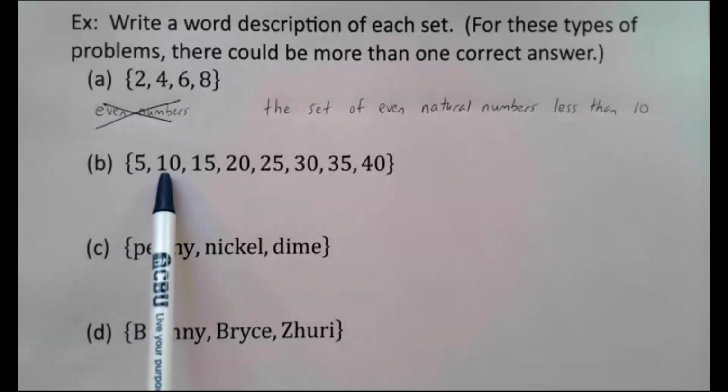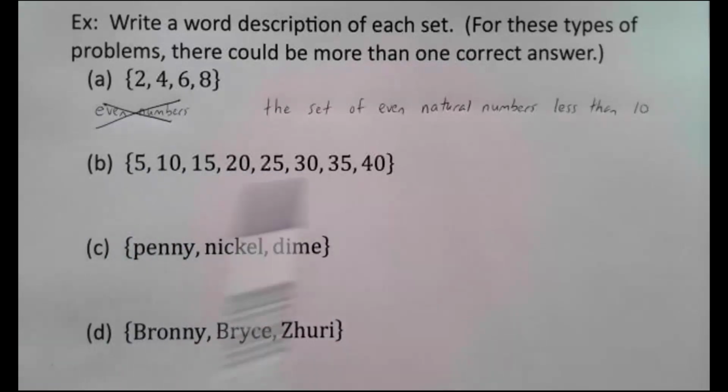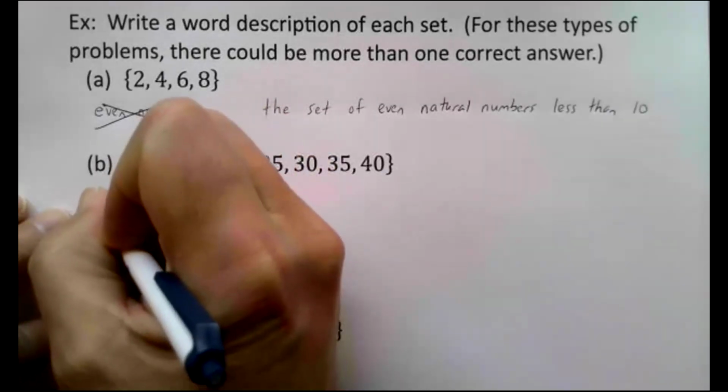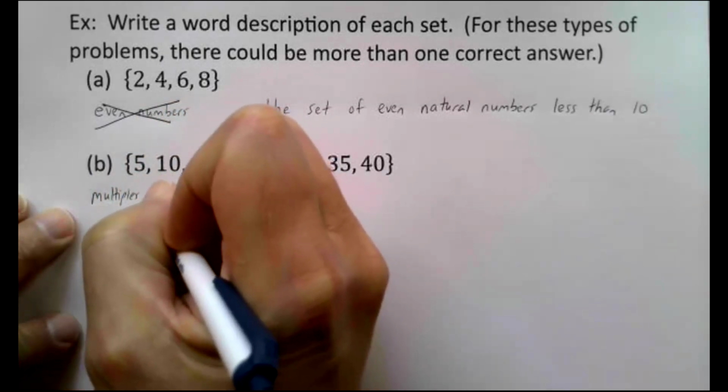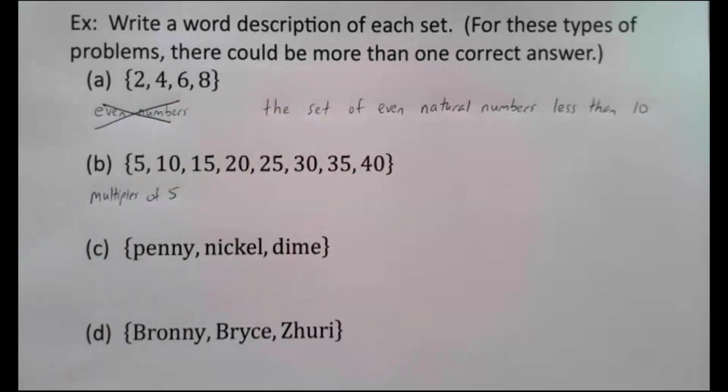Part B, 5, 10, 15, 20, 25, 30, 35, 40. What do they all have in common? They look like they're multiples of 5, right? But I can't just say multiples of 5. That would not be a good answer. Multiples of 5 would include 45 and 50 and 55 and 60.